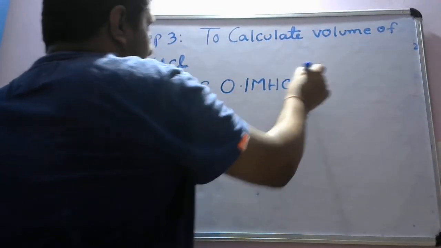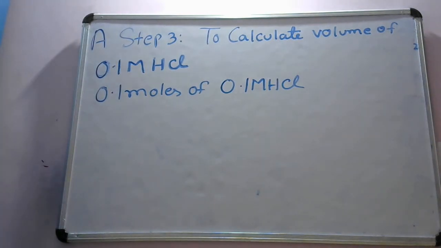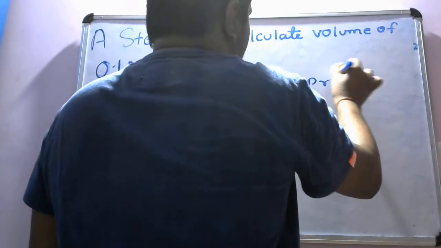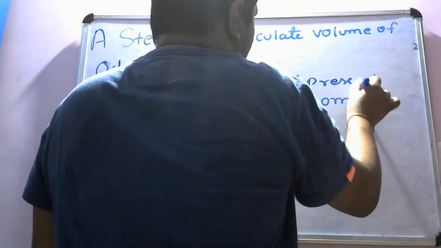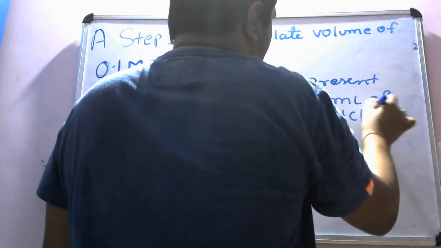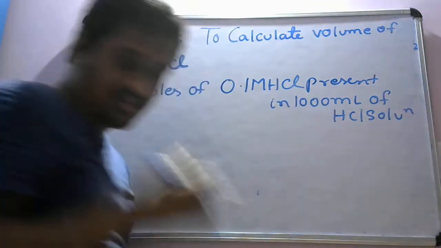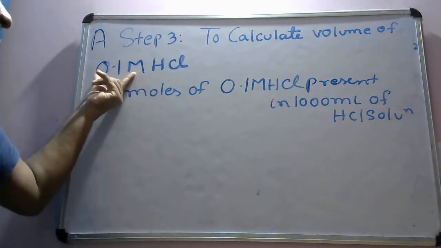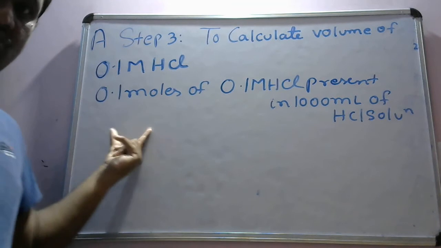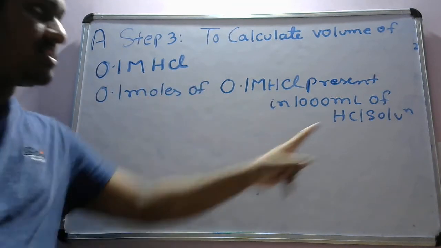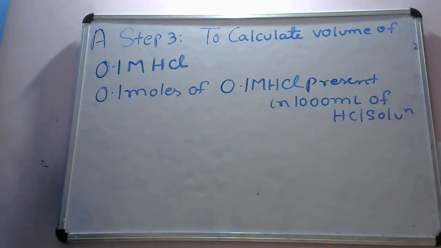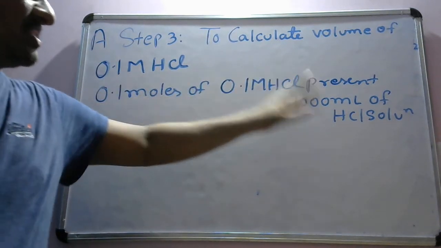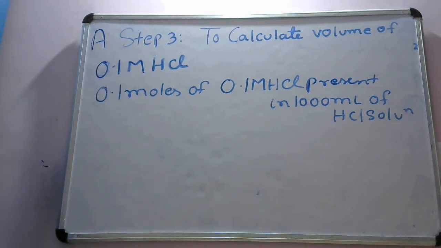In 0.1 molar HCl, 0.1 moles of HCl is there. 0.1 moles of HCl present in 1000 milliliter of HCl solution. That is the meaning of molarity. As many molar, that many moles of solute present in 1 liter of solution. 1 liter means 1000 milliliter. So that's what I have mentioned. 0.1 moles of HCl present in 1000 milliliter of HCl solution.